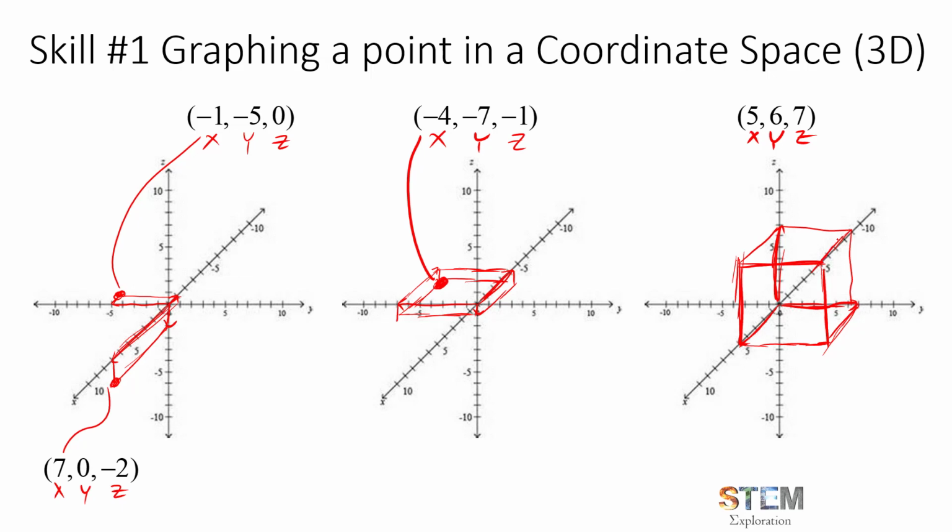Alright, so now I've drawn this 3-dimensional prism, and it's this point right here that's furthest away from the origin of the cube that I'm most interested in, and this is the point that's representing 5, 6, 7 as the ordered triple. Alright, so this is how you graph some points in a coordinate space.